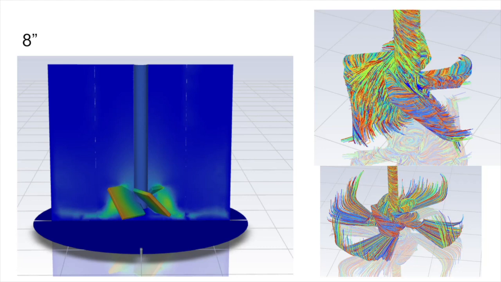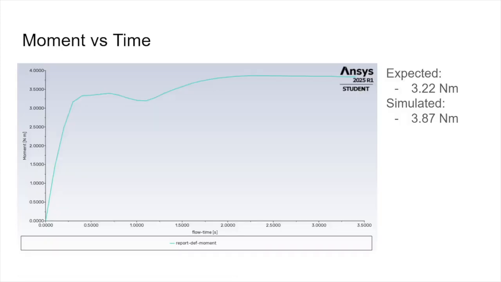The 8-inch blades, again, more of the same. They're moving much more fluid, so you can see that reflected in this pathline plot where there's a lot shown going up the walls, as well as a lot of vortices around the blades as they're moving so much fluid around. Here our results are a little less accurate with an expected torque of 3.22 Newton meters and a simulated torque of 3.87 Newton meters.